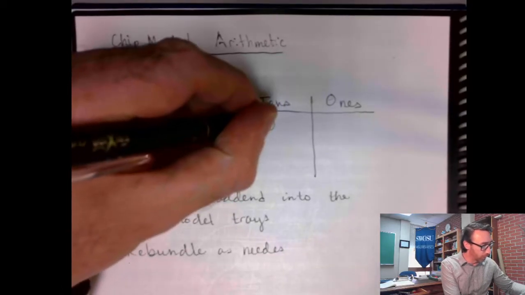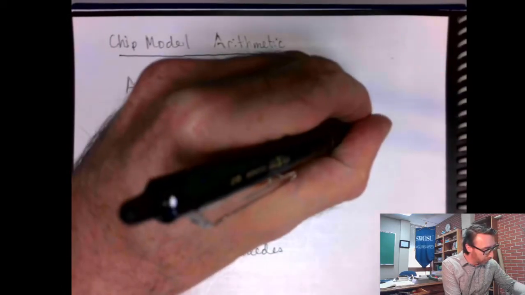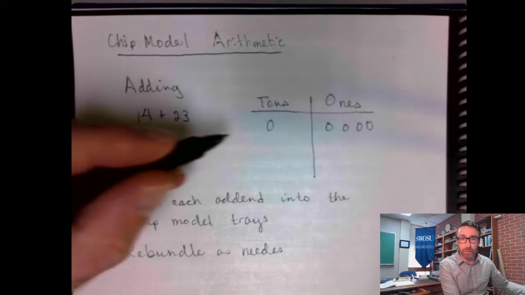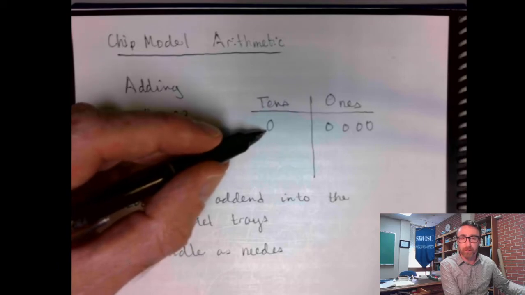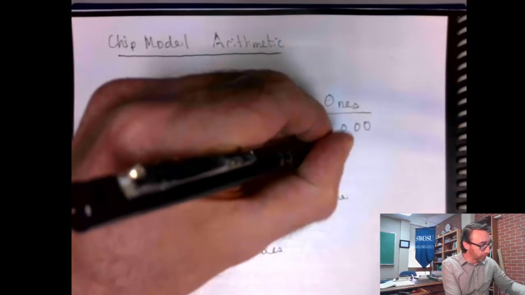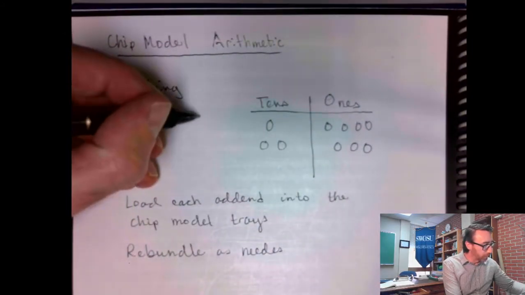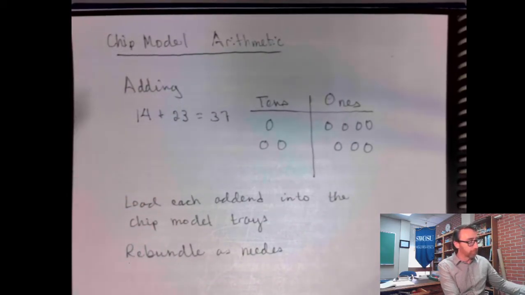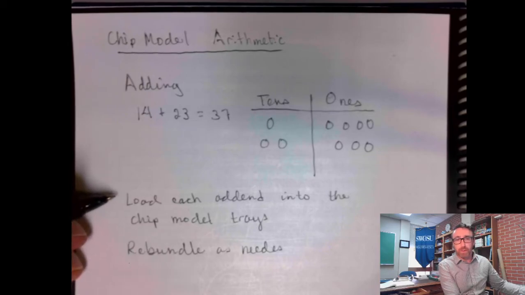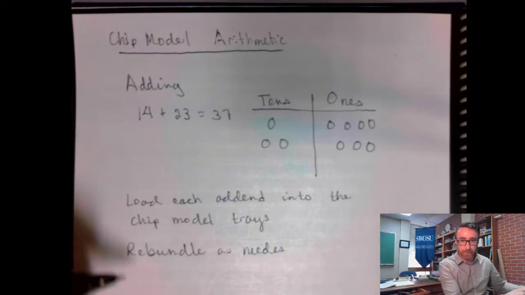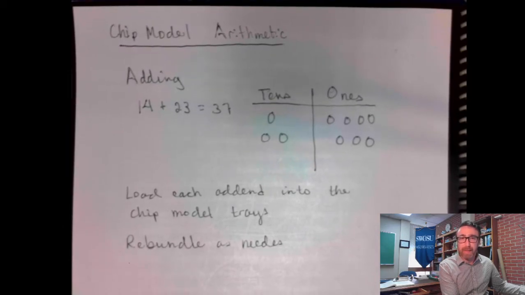So we simply load in each of the addends individually. This is 14, represented by 1 in the tens tray and 4 in the ones tray, and then 23, so 2 tens and a 3. And we can just read the answer off of our model. Okay, it's 37. So for doing an addition problem in the chip model, you simply load each addend into the chip model trays individually. You might need to rebundle as needed.